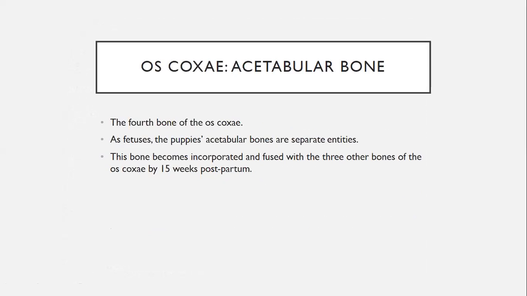An acetabular bone. So this is the fourth bone. As fetuses, the puppy's acetabular bones were separate entities, and this bone becomes incorporated and fused with the three other bones of the os coxae 15 weeks after birth.